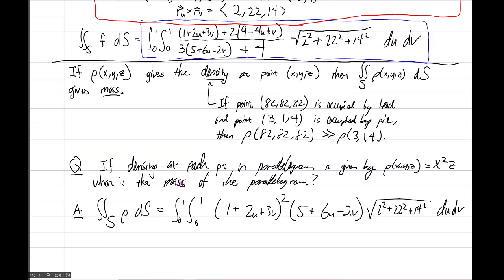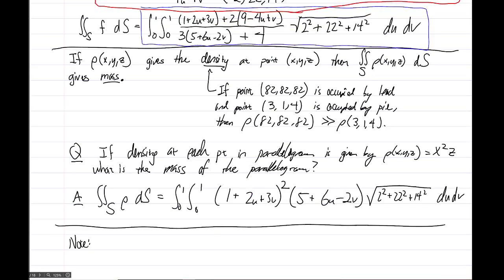So we borrowed a lot of the work from earlier just to save a little bit of time. Really what's going on when computing mass using a given density is that rho just plays the role of this f of x comma y comma z function. That's all, in computing the double integral over S of f of x comma y comma z dS.